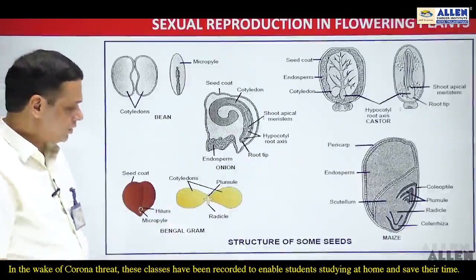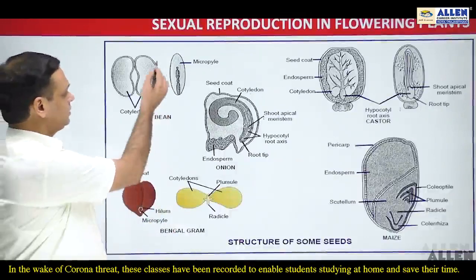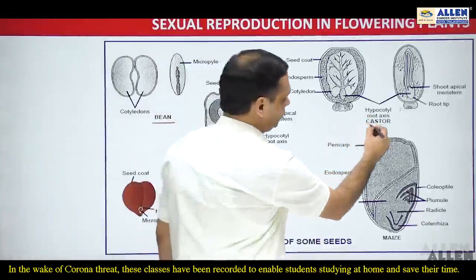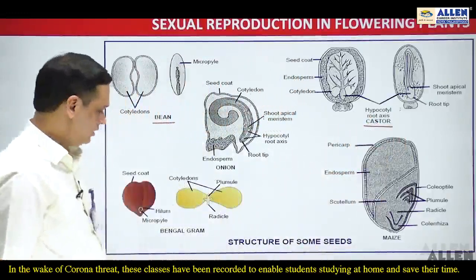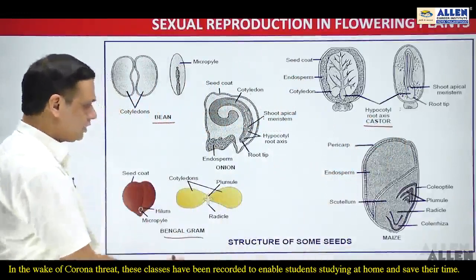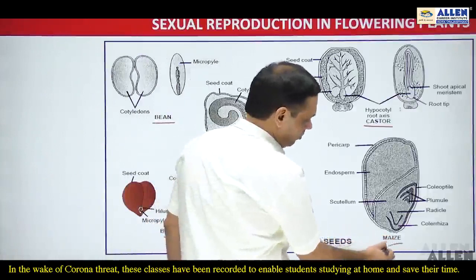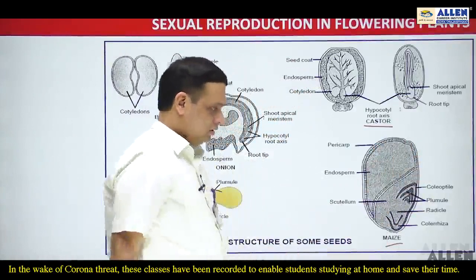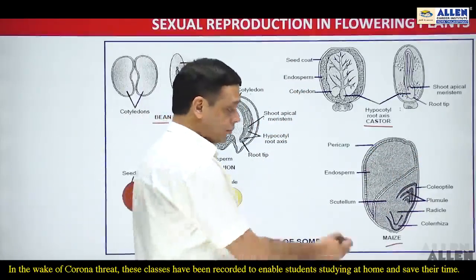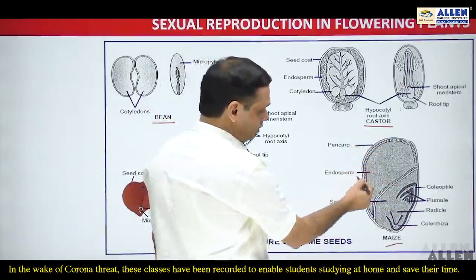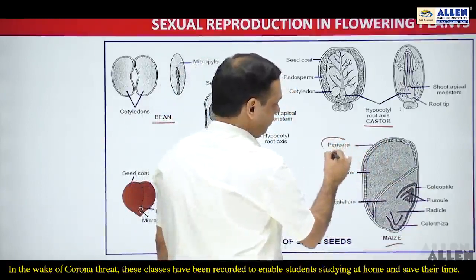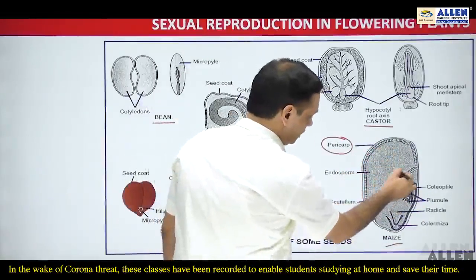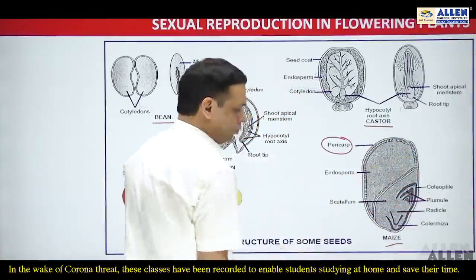These are the structures of some of the seeds. This is the diagram of the seed of bean. This is the second diagram, of castor seeds. These are the diagrams of gram seeds, and this is the diagram of maize seed. Important diagram, it can come in the board exam also for labeling purposes. So remember the labeling. The outer side of this maize seed is the pericarp, which is fused with the seed coat. Then this part is known as the endosperm and this part is the embryo.